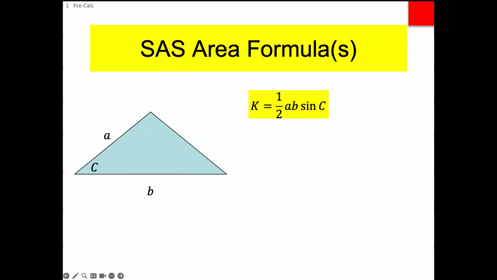K for area, because they don't want to use A. Notice here on the right side, that vertex would be capital, or the angle would be capital A. That's why they don't want to use A. Okay.